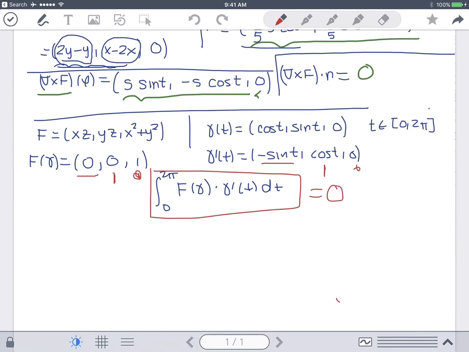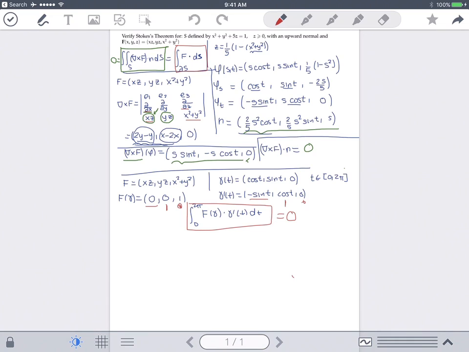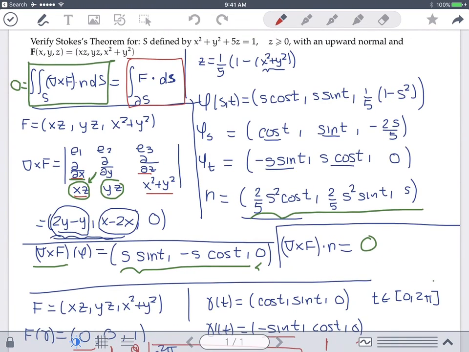So we're done. We didn't have to do any of the integrals in the original problem. Both of these sides are 0. So that's it. I hope this kind of makes sense. I'll probably do another example where we do have to do some integrals.